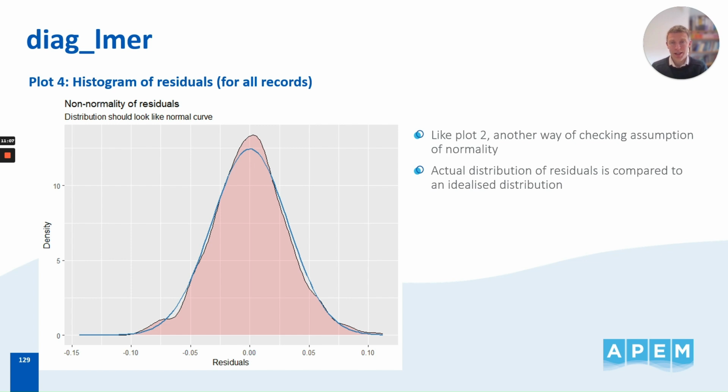In this case, we can see that there's a very, very close correspondence between the distribution of our residuals and a normal distribution. This gives us a high degree of confidence that this assumption has been met.